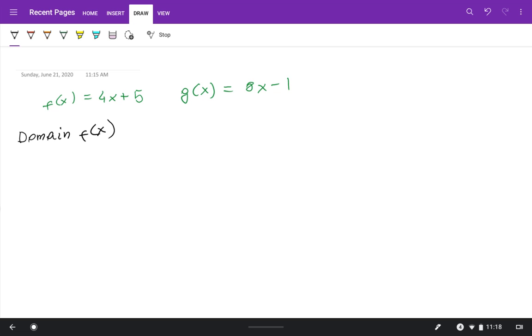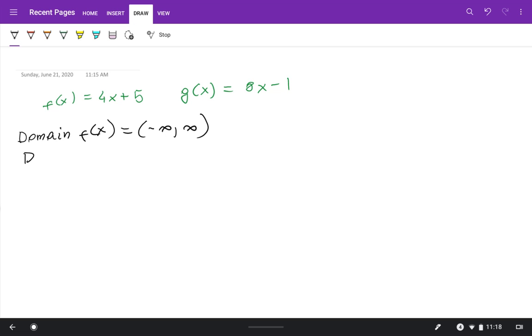Because what is the meaning of domain? Domain, you're listing all the x's which we can pick for this equation. So here, like you guys see, we don't have any restrictions because this is a linear function. So the domain of function f is all real numbers. I'm just going to put it from negative infinity to positive infinity. So again, domain describes x's.